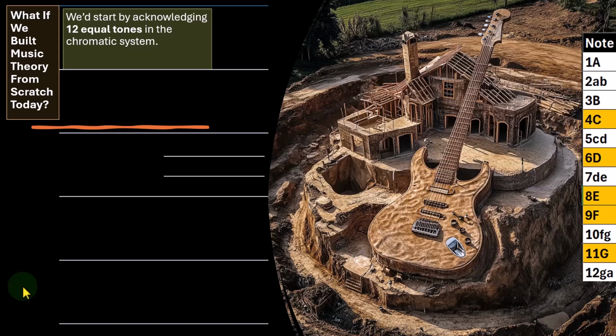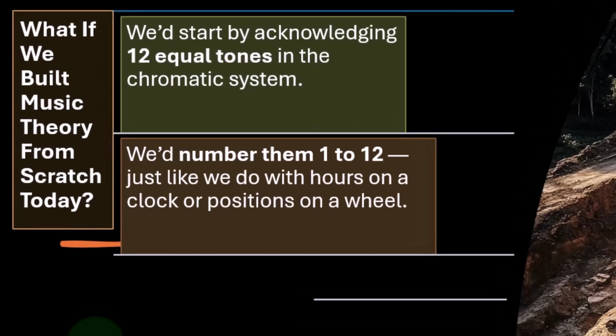Well, we'd start by acknowledging 12 equal tones in the chromatic system, meaning I'm not going to say that C is somehow superior to the other notes. I'm just going to say they're all equivalent. You might like to play in one versus the other, but in theory, they're all the same. They're even. We don't want to create a false bias on one or the other.